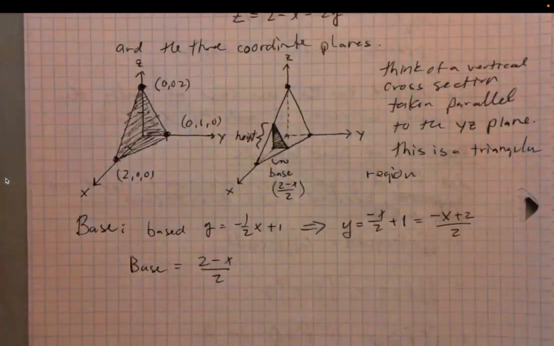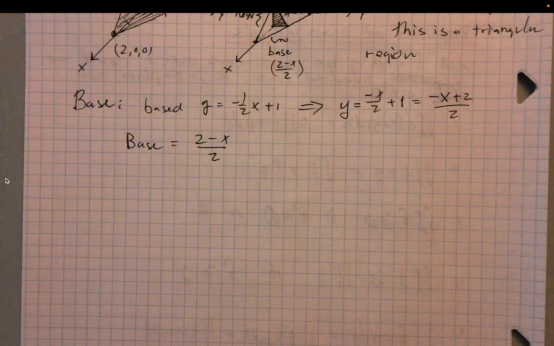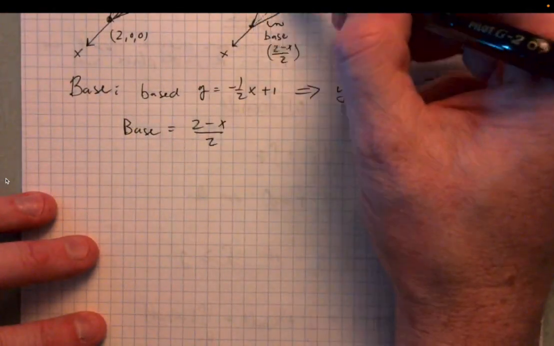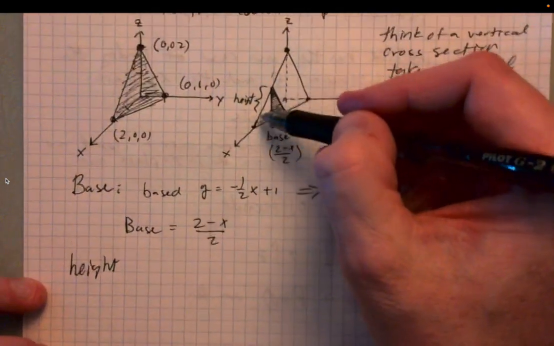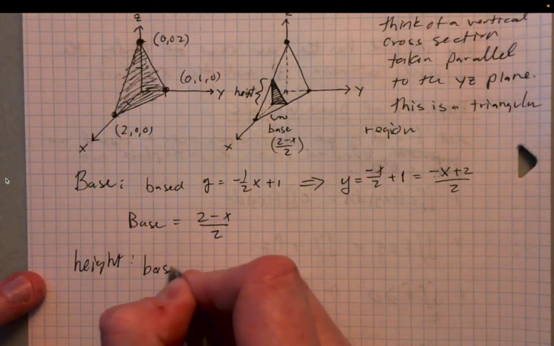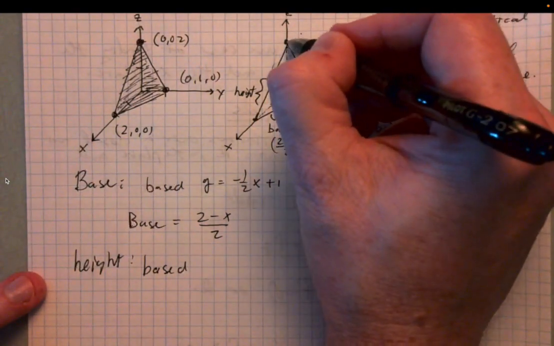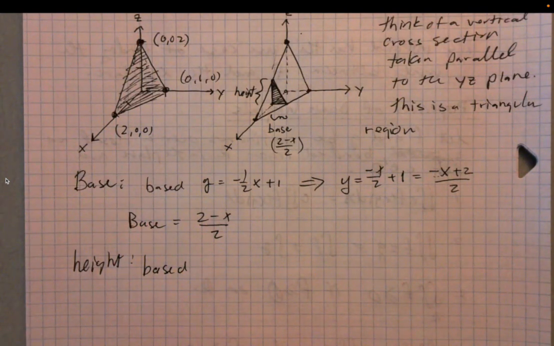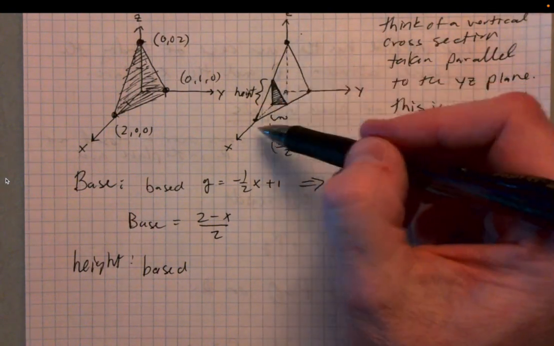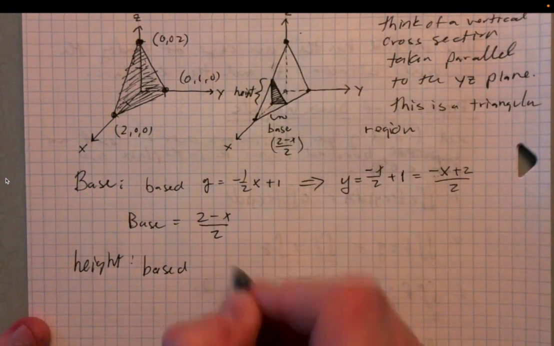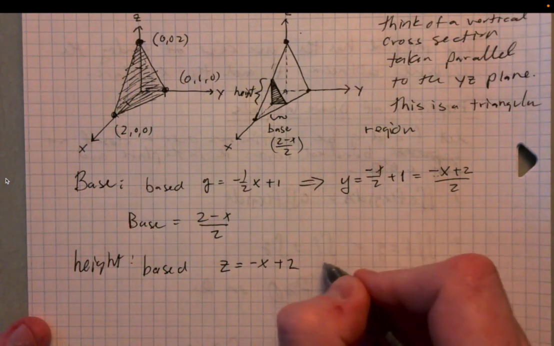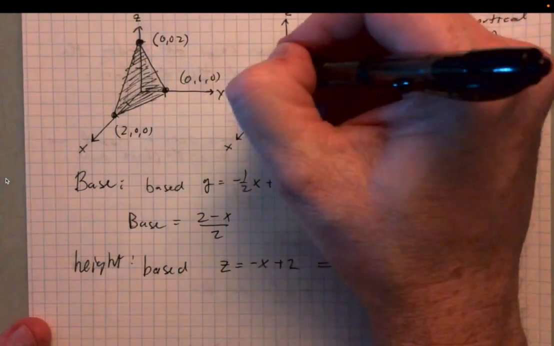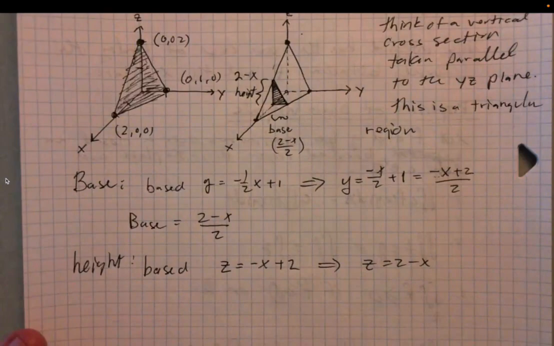Okay, now what about the height? Well, we're going to use a similar argument for the height. The height is based on this line right here, which is in the xz plane, right? Okay, so what is that line? Well, remember this goes through 0, 0, 2, right? So the intercept there is 2 on the z-axis. And this is 2 here as well, so the slope is just -1. So it's based on the line z equals -x plus 2. Okay, so the height is just z equals 2 minus x. Right, and so we can write that in here. 2 minus x. Okay, that's that part.